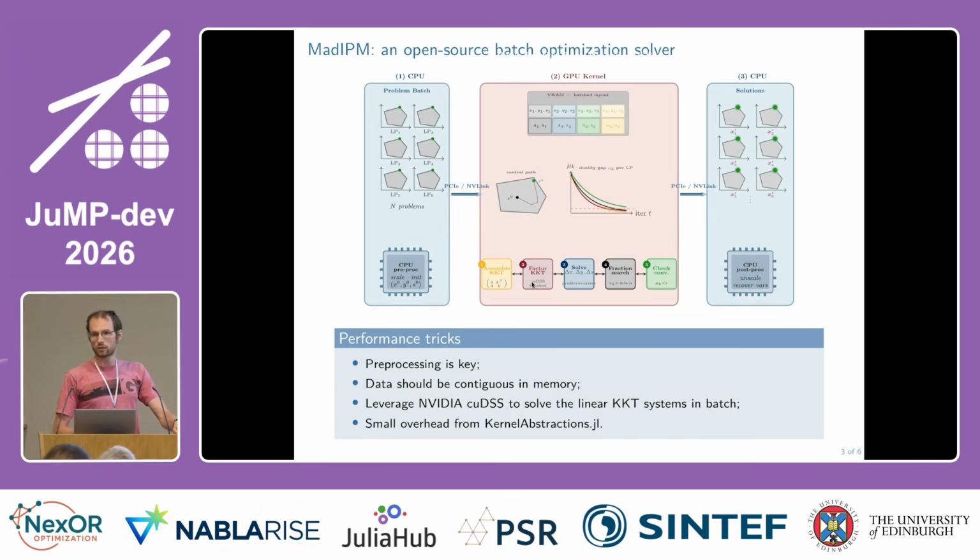You factorize it. So right now we are using CUDSS. It's a linear solver provided by NVIDIA, which is actually quite efficient. And once the matrix is factorized, we can solve for the descent direction. So we get delta x, delta y, delta s.